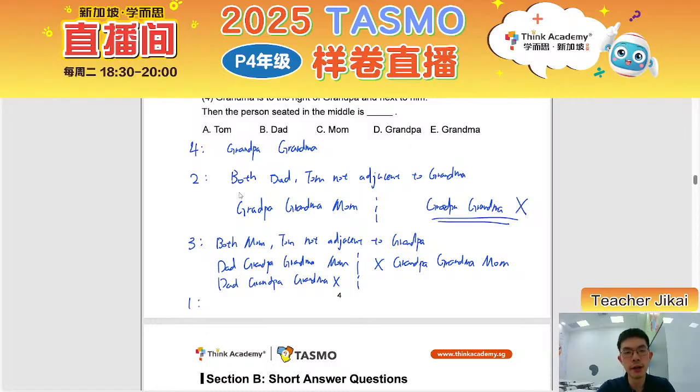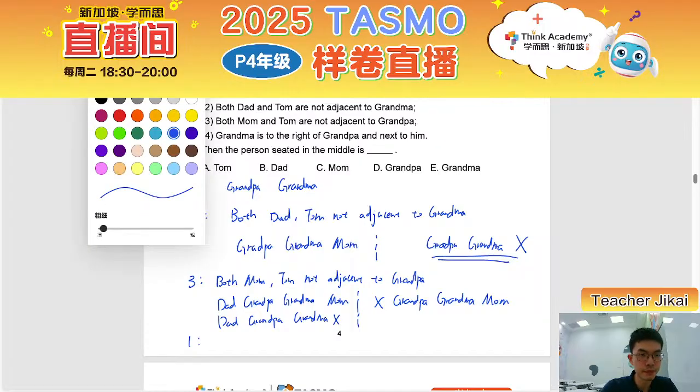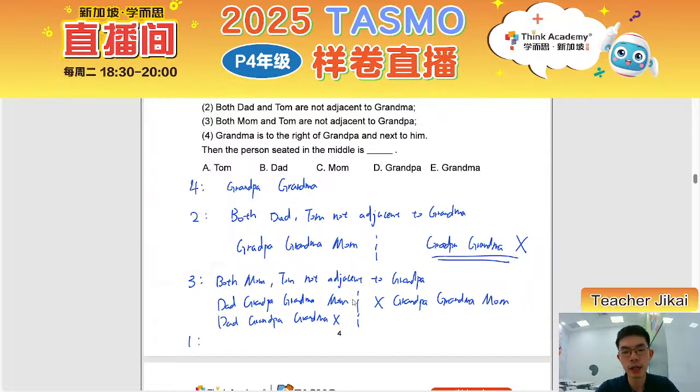And then we verify from the first, right? So for the first case, what is it? Both Dad and Tom are not adjacent to Mom, right? So here, what should be the Tom in the first case? So Tom not adjacent to Mom, so Tom cannot be here, right? Tom can only be here.